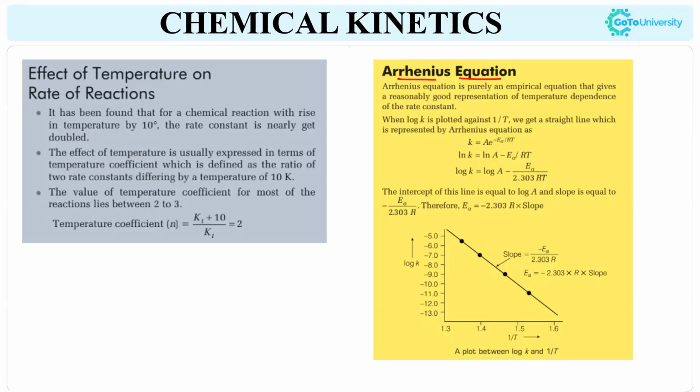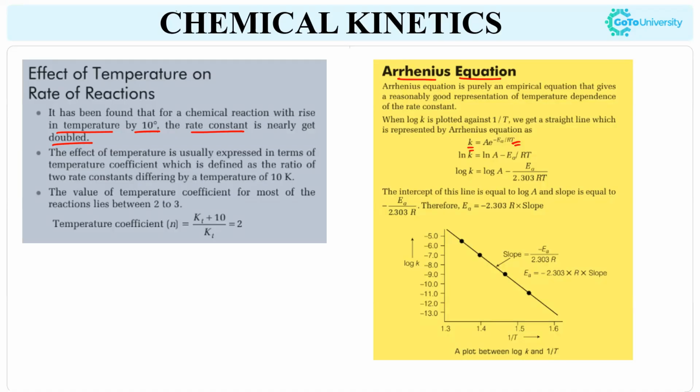So what do I mean by Arrhenius equation? The Arrhenius equation explains how the temperature is affecting the rate of the reaction. Here we can see that for a chemical reaction, with a rise in temperature by 10 degrees, the rate constant nearly gets doubled. What does it mean? The temperature is having that much effect on the rate of the reaction. That's why even a 10-degree increase in temperature can double the rate of the reaction. So the effect of temperature on the rate of the reaction is very important.